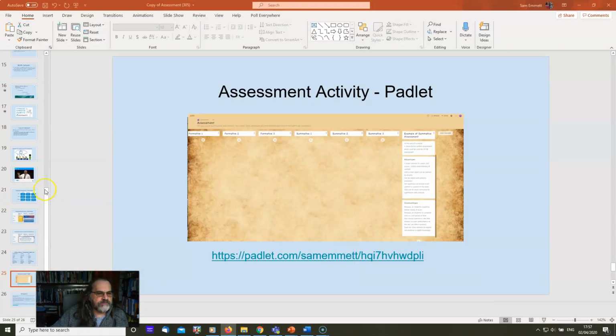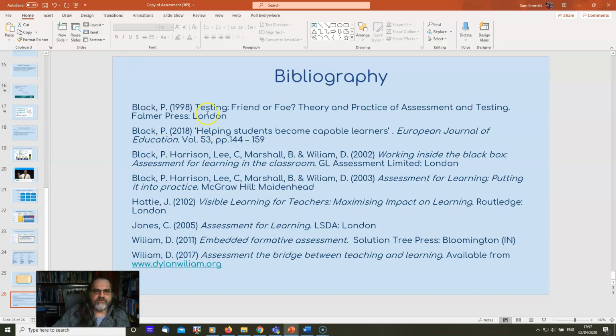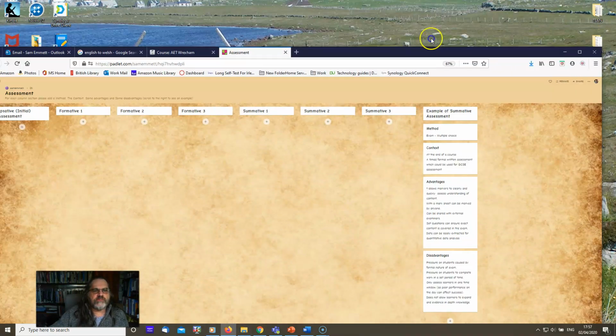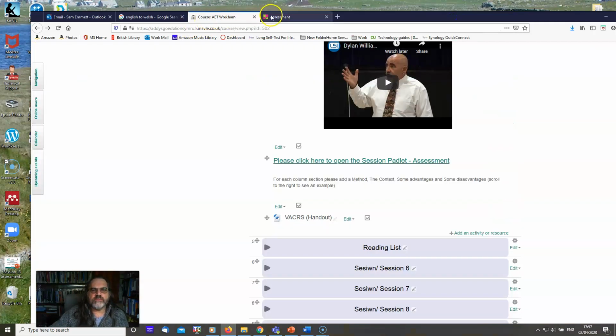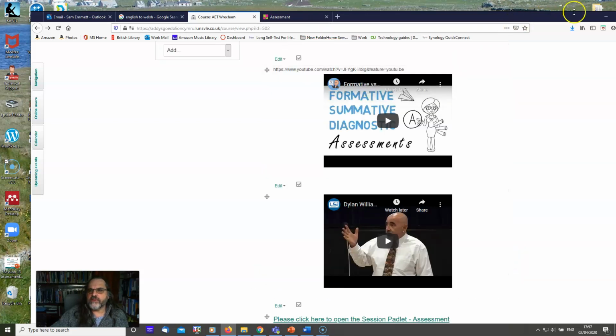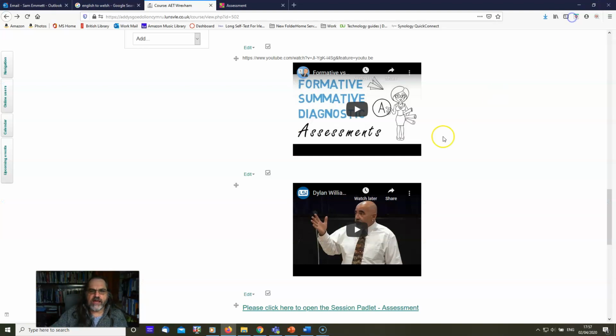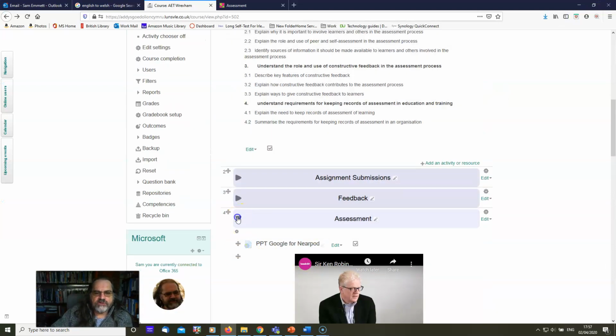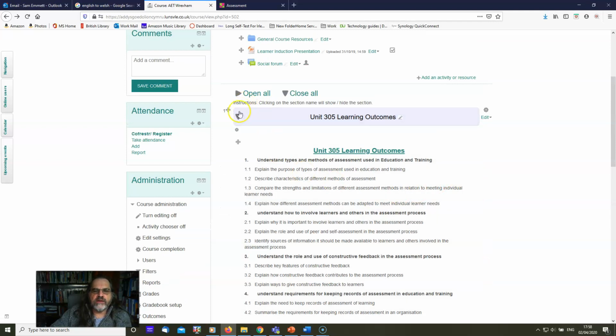Right, and then that is it for the assessment section. I have included my bibliography for this. I'm just going to close that PowerPoint and now come back to the Moodle here. It might have a different name by the time you get to it because we're constructing this ahead of delivery. So I'm just going to quickly whiz through here.